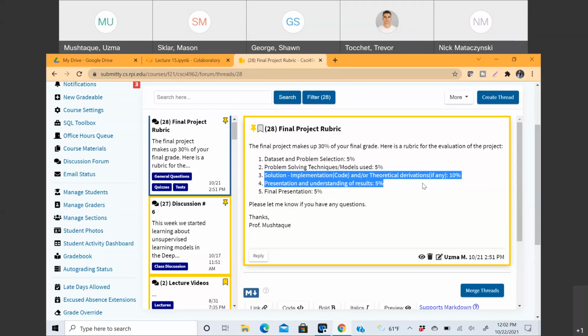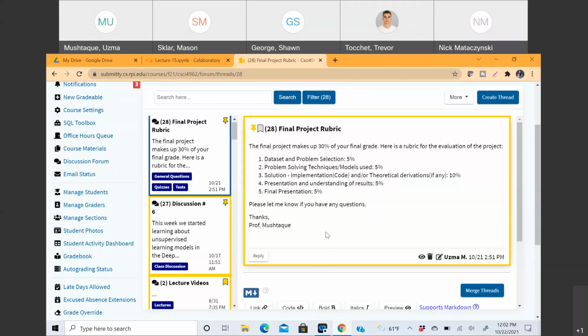Okay, so that's the first announcement. The other one, and maybe I should wait for some time, people are still joining. So for people who are just joining, I just wanted to point out that this is your final project rubric. So please go through this. If you have questions, you can post here and I can answer them. So that's the first thing.